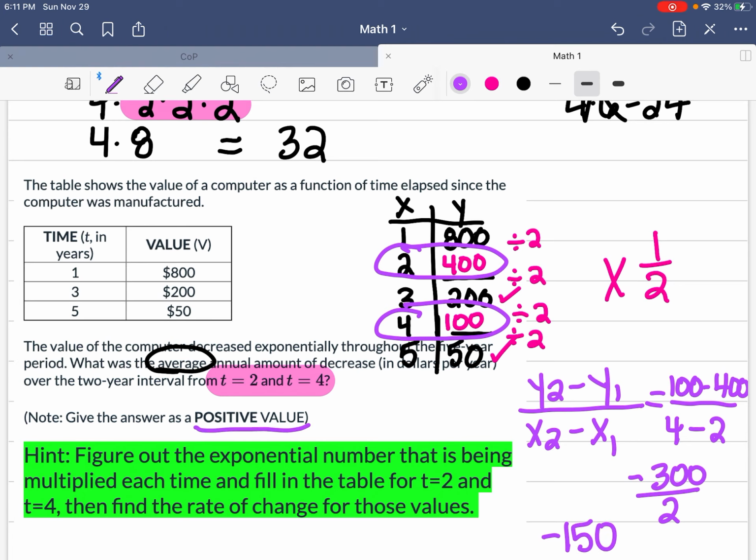But the problem said give the positive answer. So the positive answer for this problem should have been 150. So you kind of had to work through that problem and analyze it and see what would happen.